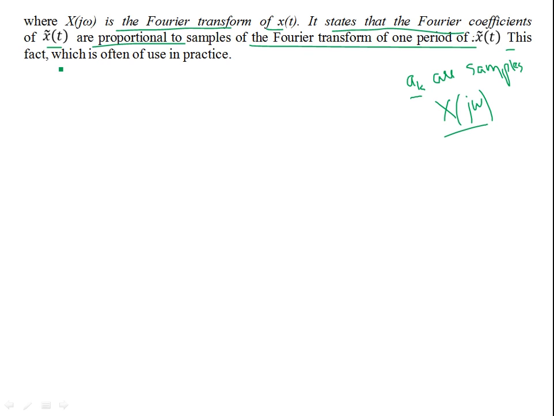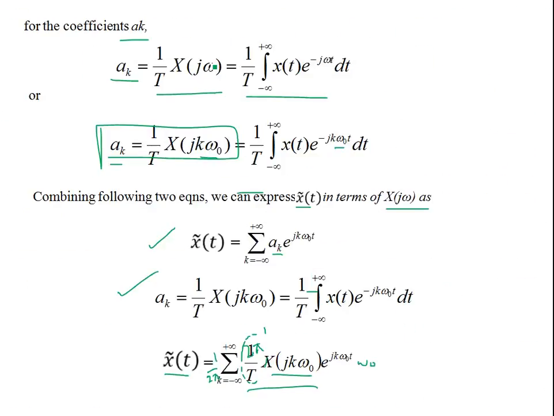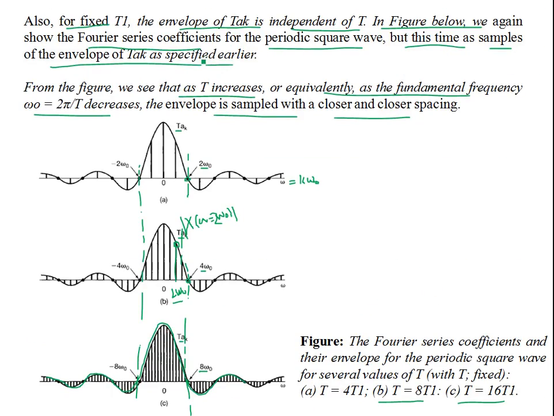This is often used in practice, and that is what we have seen here as well. The envelope shape remains the same, but in all these three figures, you see these Fourier coefficients are the samples of your envelope X(j omega). That is the development of how the Fourier transform is connected to the Fourier series. That's all.